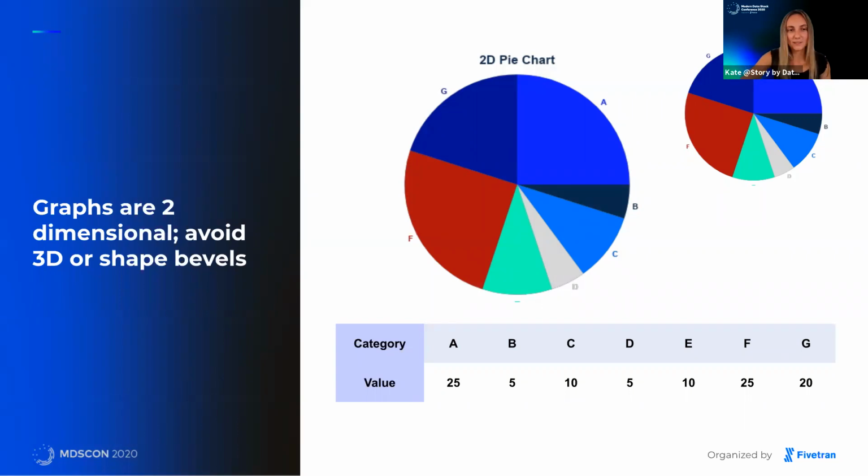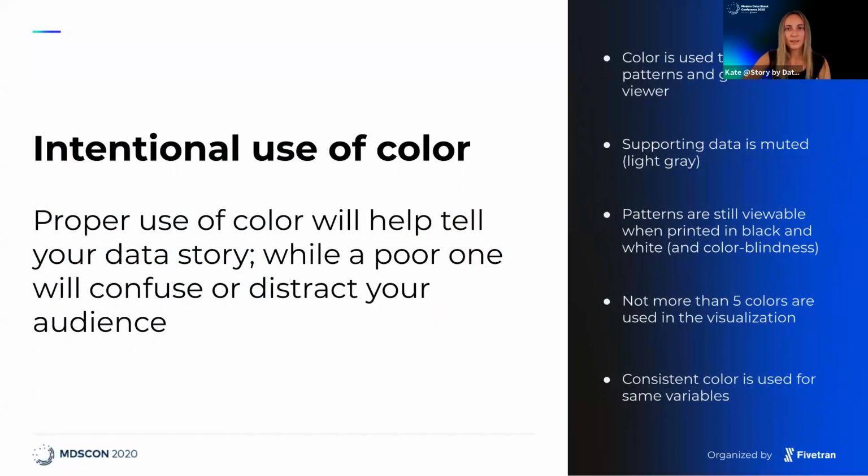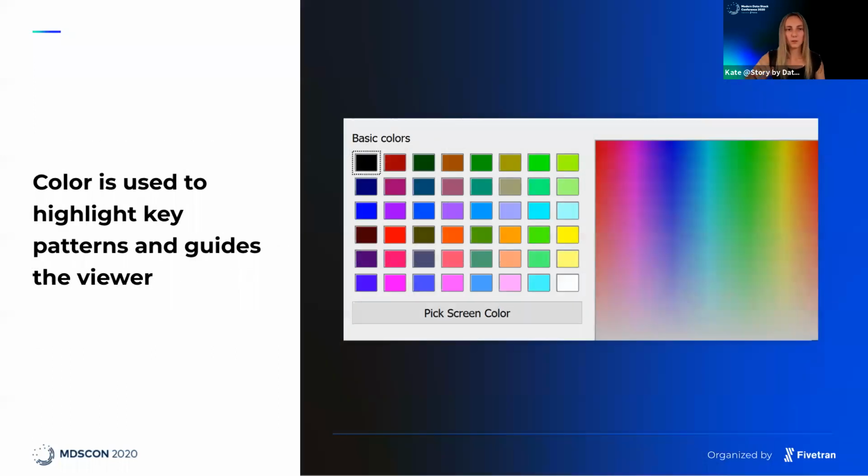So that's my little thing of avoiding 3D or shape bevels. They can really end up confusing your audience. So try to avoid 3D. Now, the last section here is all about the use of color. And I think we could probably spend, I don't know, a couple of hours just talking about the proper use of color, because color really makes your data visualization a lot better, right? If you picture a data visualization that's absent of any color, it's really hard to understand what's happening there. So a few things we'll cover are, let's go ahead in there.